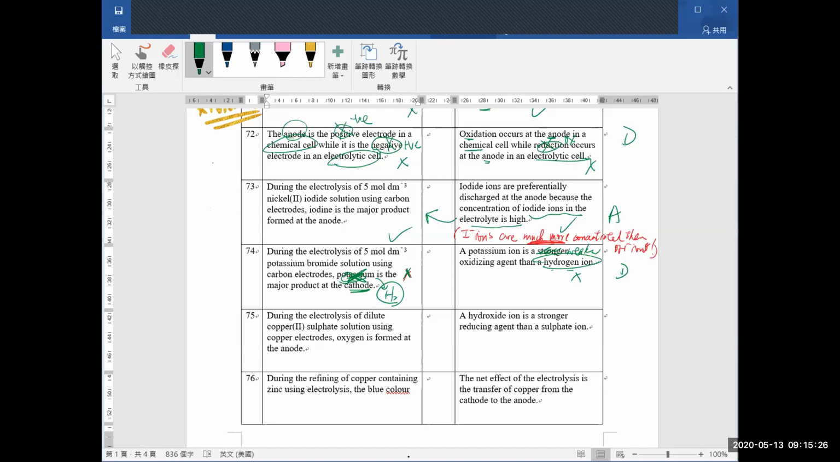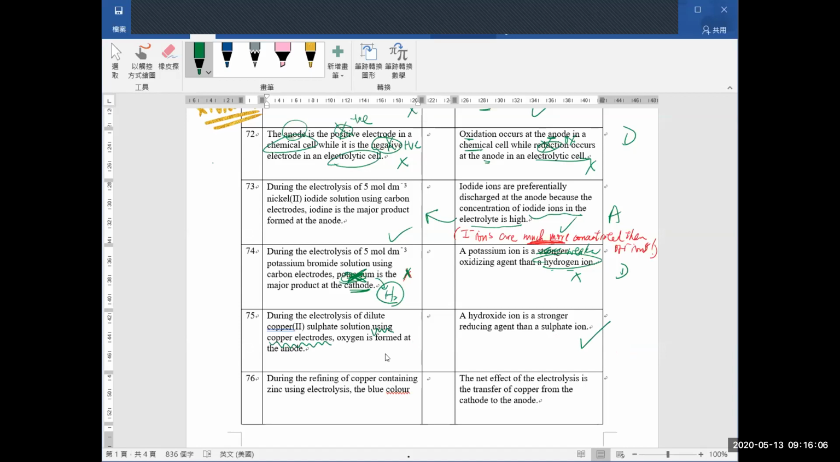75. Your turn. During the electrolysis of dilute copper(II) sulfate solution using copper electrodes, oxygen is formed at the anode. Hydroxide is a stronger reducing agent than sulfate. Can you see the word? Now, of course, the second statement is correct.